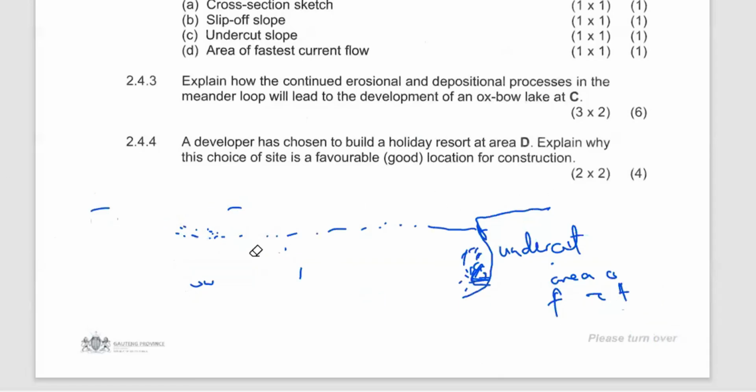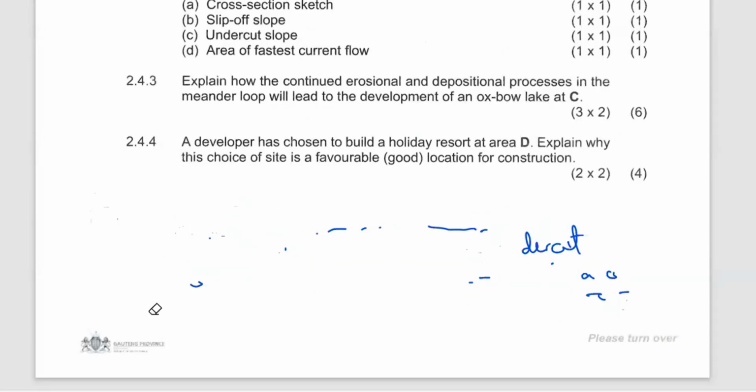The next question is saying, explain how the continued erosional and depositional processes in the meander loop will lead to the development of an oxbow lake. Right, we'll just summarize that by illustrating a meander loop and see how the meander loop is going to be ultimately eroded as the river manages to establish a straighter course along the river channel.